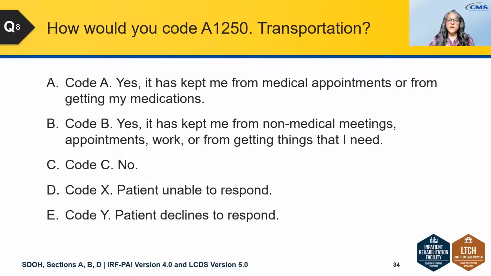So how would you code A1250 transportation? Would you choose A, code A, yes, it has kept me from medical appointments or from getting my medications. B, code B, yes, it has kept me from non-medical meetings, appointments, work, or from getting things that I need. Choice C, code C, no. D, code X, patient unable to respond, or E, code Y, patient declines to respond.